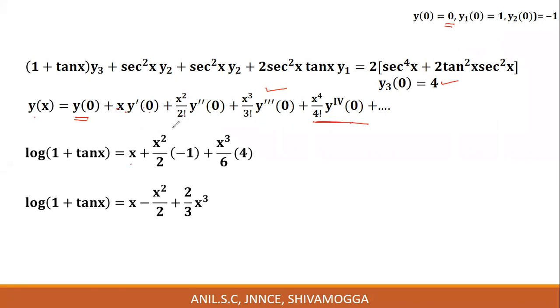Plus x square divided by 2 factorial. 2 factorial means 2 into 1, that is 2, into y double dash, which is y2, equal to minus 1. Plus x cube divided by 3 factorial. 3 factorial is 3 into 2 into 1, that is 6, into y triple dash, which is 4. Therefore, x minus x square divided by 2 plus x cube, 4 by 6 can be written as 2 by 3. This is the Maclaurin's expansion up to third degree.